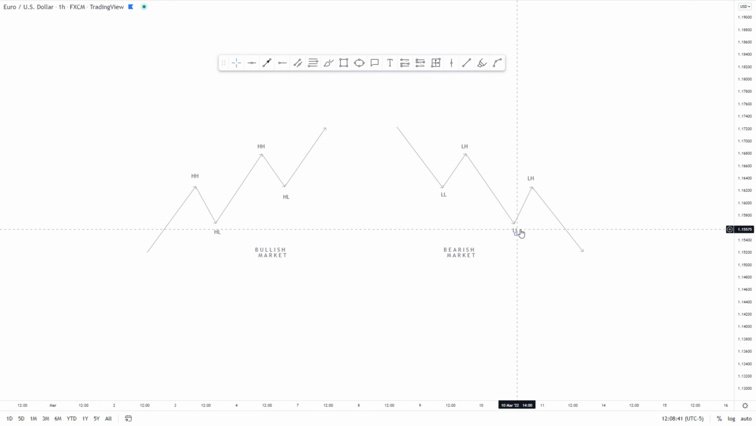Price breaks to the downside, creates a new lower low. Why? Because it's lower than this low. Pulls back, continues, and breaks. How do we know this is a lower high? Because it's lower than this high, and this lower high right here was the one that broke below this lower low. When can we identify a change in bias?